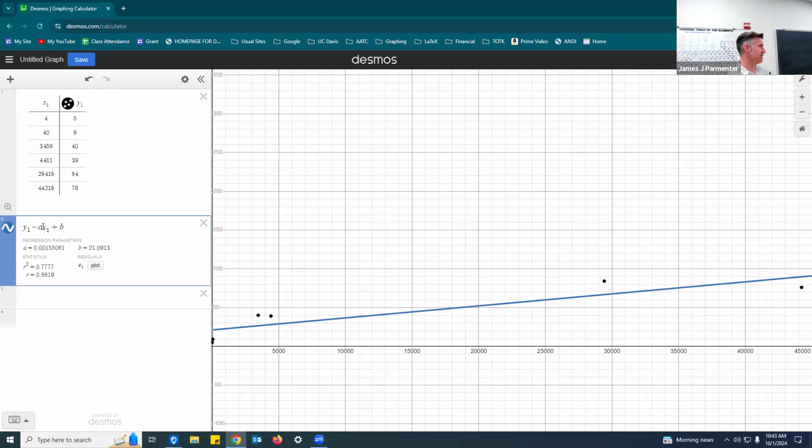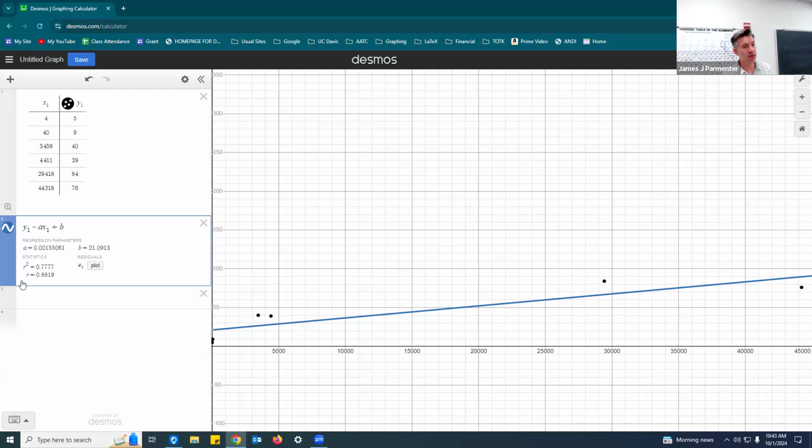I mean, it's not the worst fit I've ever seen, right? The R value is still not super far away from 1, so it's decent-ish. By the way, if R was negative, it would be a negative slope for the graph. But there's a better relationship. There's a better kind of fit we can try by doing a power function.